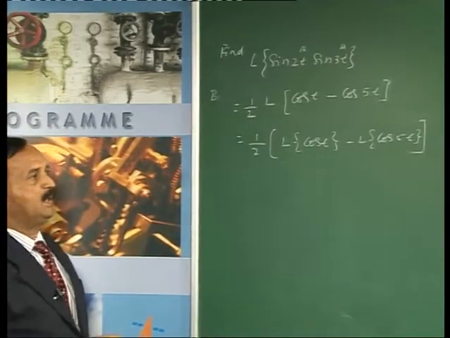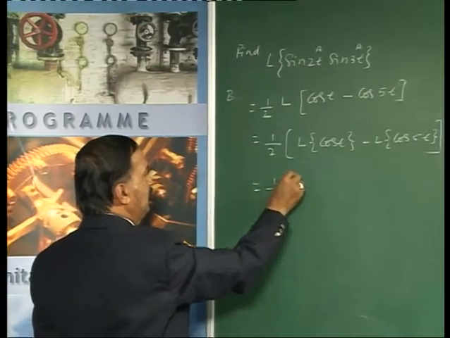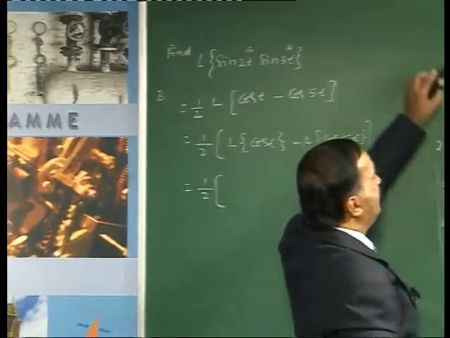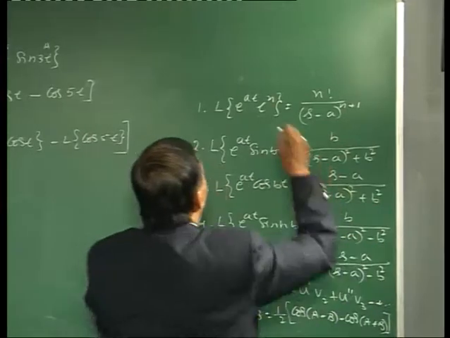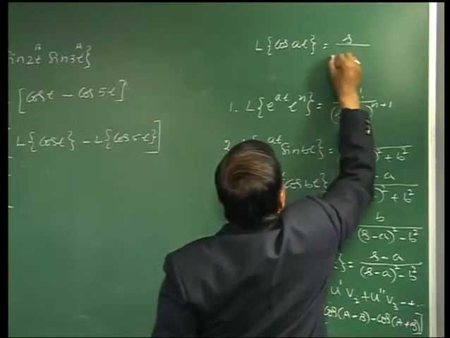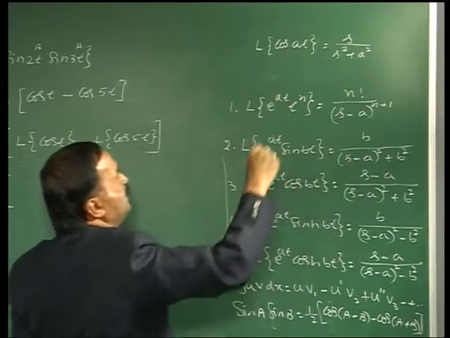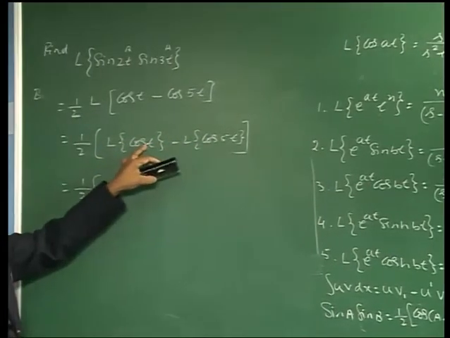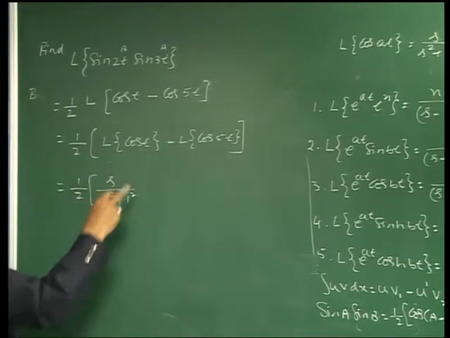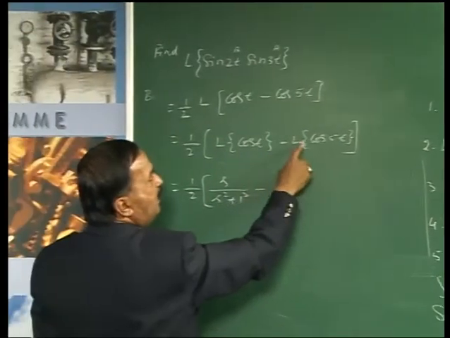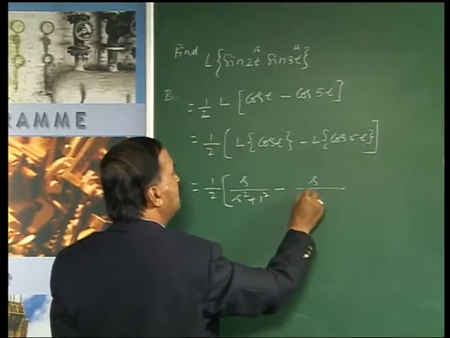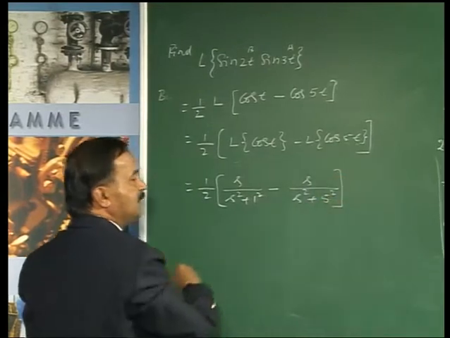L of cos t minus L of cos 5t, that is equal to 1 by 2 into, clearly it is of the form L of cos at. We know the formula: L of cos at is equal to S by S square plus a square. By using that formula, put a equal to 1, you will get L of cos t, which is S by S square plus 1 square, minus, again L of cos at form, put a equal to 5 in that formula. Then that becomes S by S square plus 5 square. This is the answer.